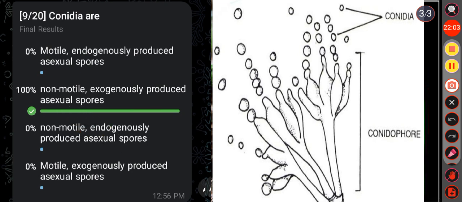Okay, so Conidia are non-motile because Conidia lack flagella or other means of movement. So they rely on wind, water or other external forces for dispersal. Okay. Then Conidia are exogenously produced asexual spores. It means Conidia are typically found outside of a protective sac or structure. Okay, and many common fungi such as Penicillium and Aspergillus reproduce asexually through the formation of Conidia. Okay, so here the correct answer is option B.